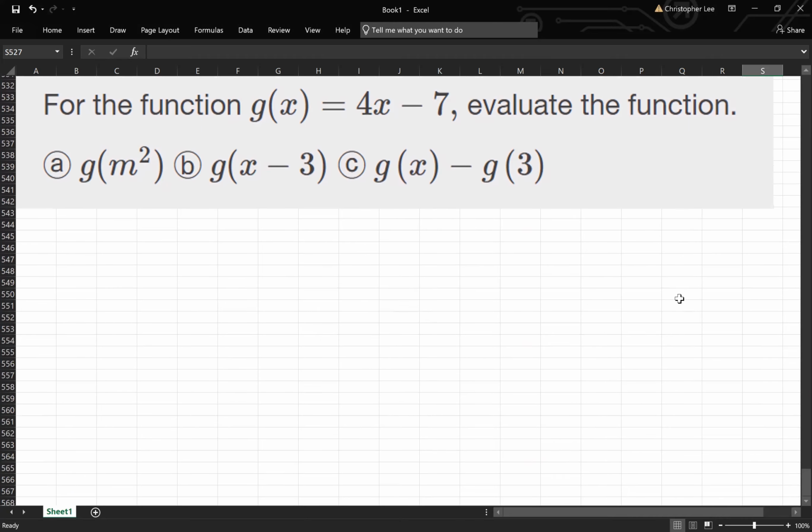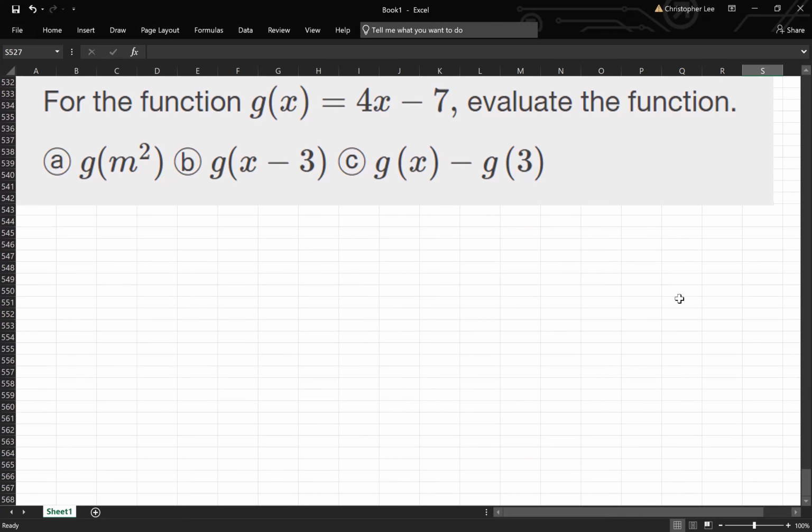All right, this is a little bit tougher. This one got an M in it though, right? A little bit tougher. So for A, I want to know what is G of M squared. G of M squared. So what's that gonna be? 4M squared minus 7. Very good. That's it. Questions on that or are we good?